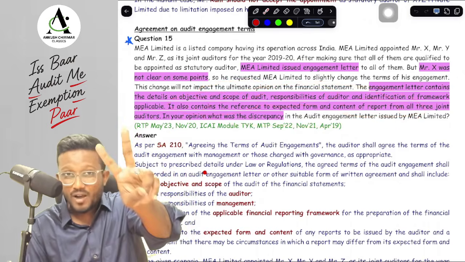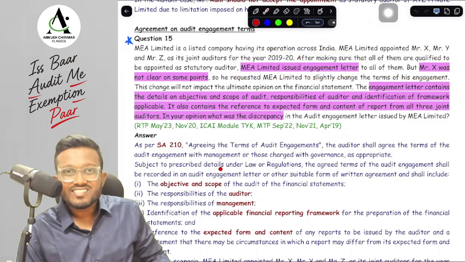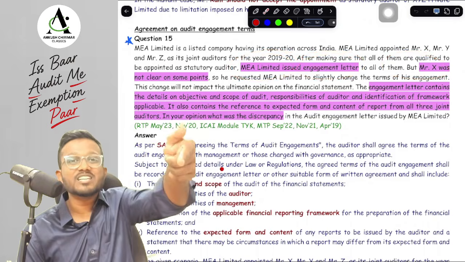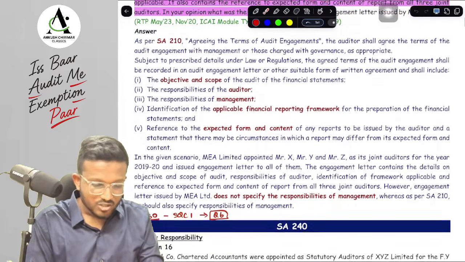And the second thing which you have caught till now, that is your client is sending the engagement letter to the auditor. Does the client send the engagement letter? No sir, the auditor sends the engagement letter to the client, but here the client is sending the engagement letter. This is also one of the discrepancies. So what is the answer, sir?